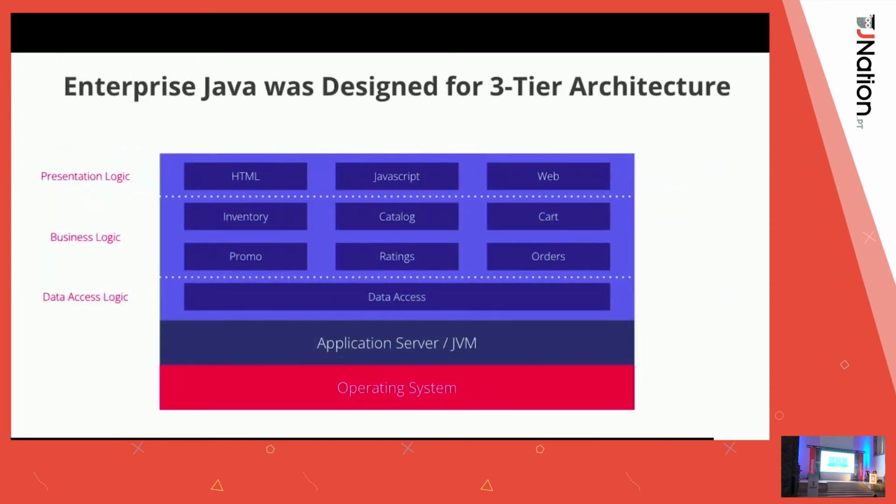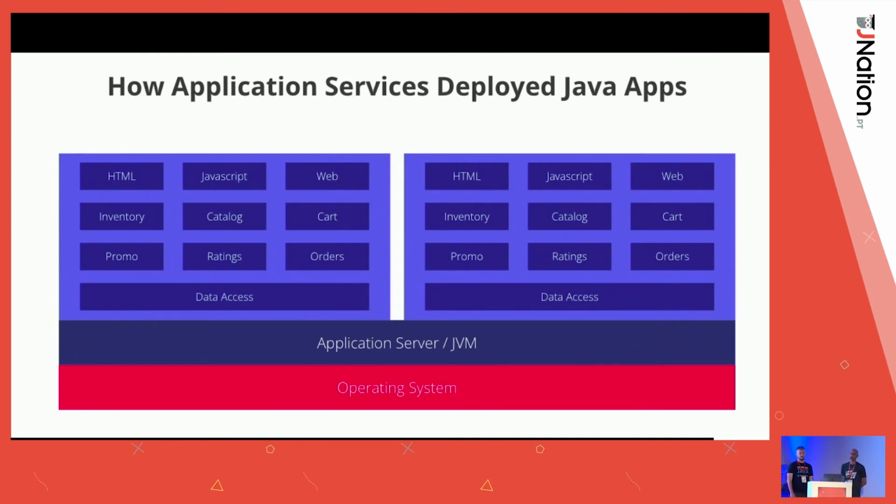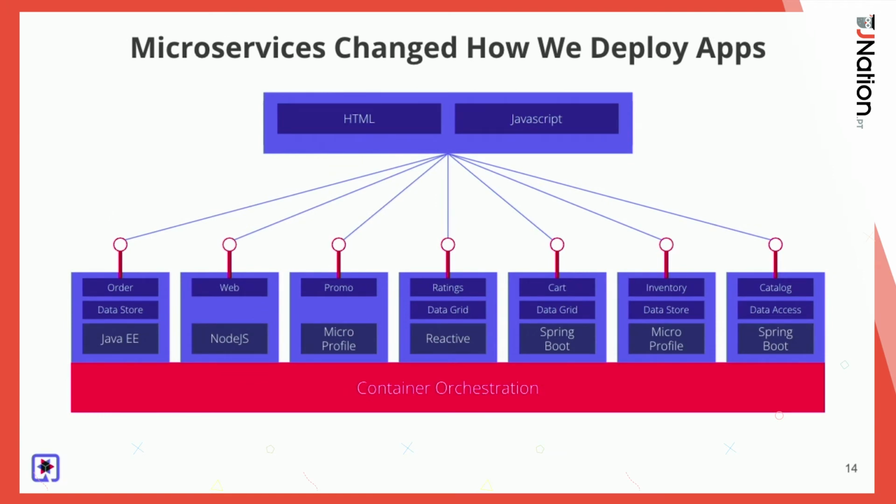When you look at traditional enterprise Java, that was something designed for a 3-tier architecture, where everything was running on top of an application server. So if you had multiple applications, they would all be using the same application server and run on it. Now, this is not how we deploy applications nowadays. The way we deploy applications is that we have microservices, and very often those microservices are written using different technologies. So you would have one of them written in Node.js, another one in Java Enterprise, another one in MicroProfile or Spring Boot, and you orchestrate everything on things like Kubernetes.